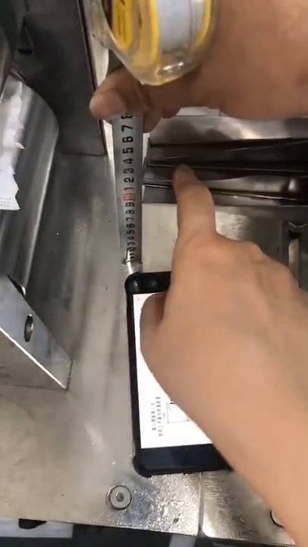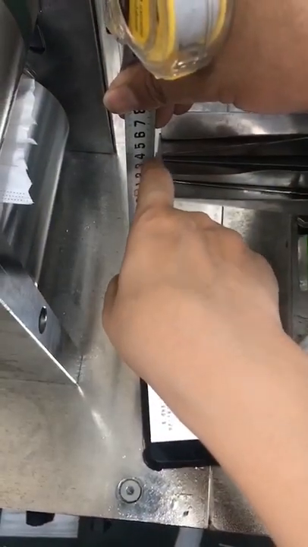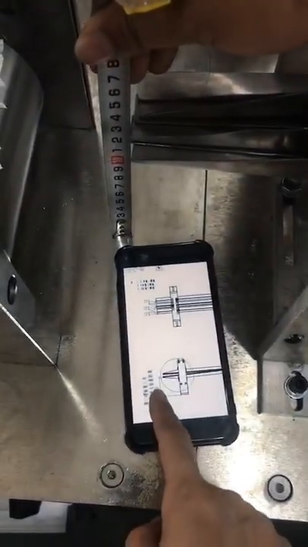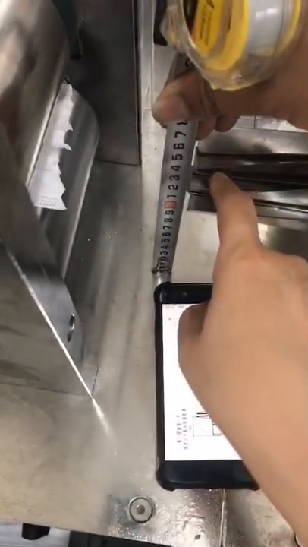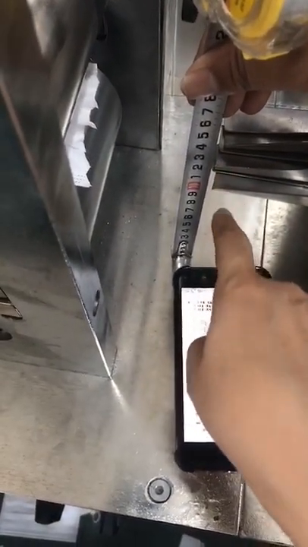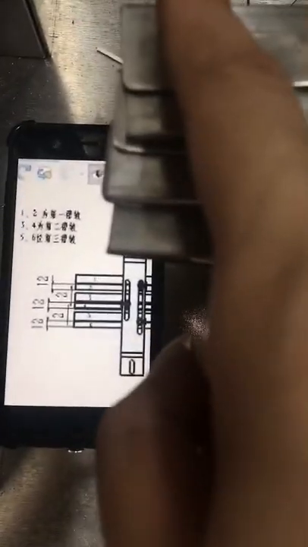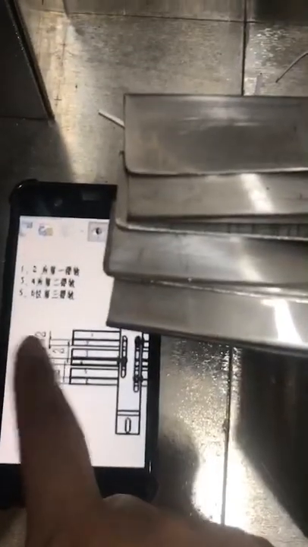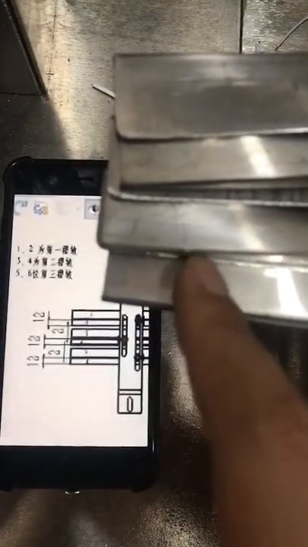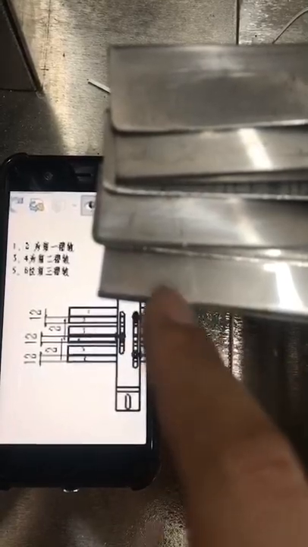1, 2, 3. The third one is the center. Down to the bottom is 14. And down is 0.1. Up. The first to the second is 12. The second to the third is 2. The third to the fourth is 12. The fourth to the fifth is 2. The fifth to the last is 12.